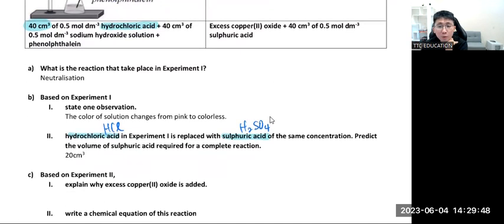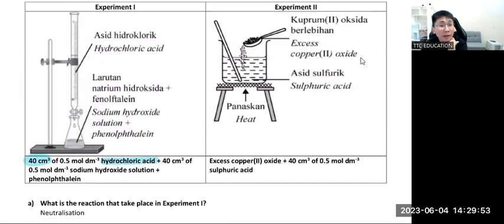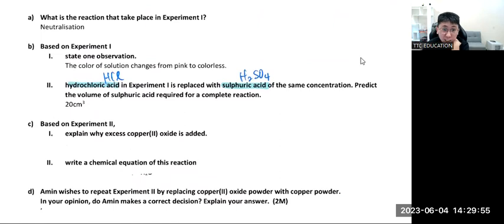Okay, and then on experiment 2, why do we add excess copper 2 oxide? It's the powder. I actually mentioned just now why we put powder until excess. Because if you don't put until excess, can you react all your acid? No. If your acid is not all reacted, then your salt product will have salt and acid mixed together. I don't want that. I want to make sure all my acid is completely reacted. So this is to ensure all the sulfuric acid reacts completely.